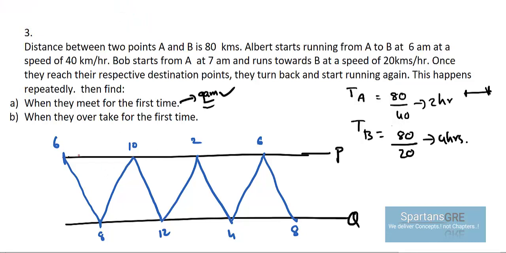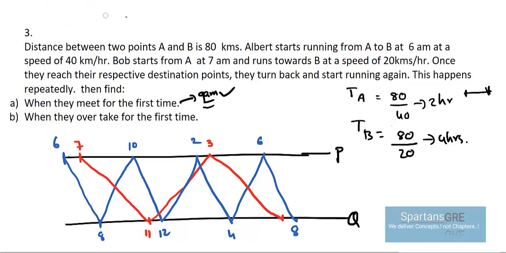Now I'll use red color for Bob. Bob starts at 7 a.m. and he reaches in 4 hours. That means it will be 11. So it will be somewhere here. So he reaches this point at 11 a.m., and again after 4 hours it will be 3. Somewhere it will be here. Again it will be 7. Somewhere it will be here. This will be here, right?